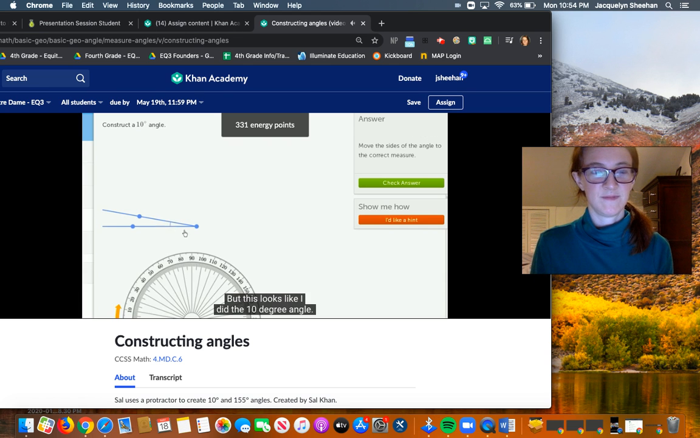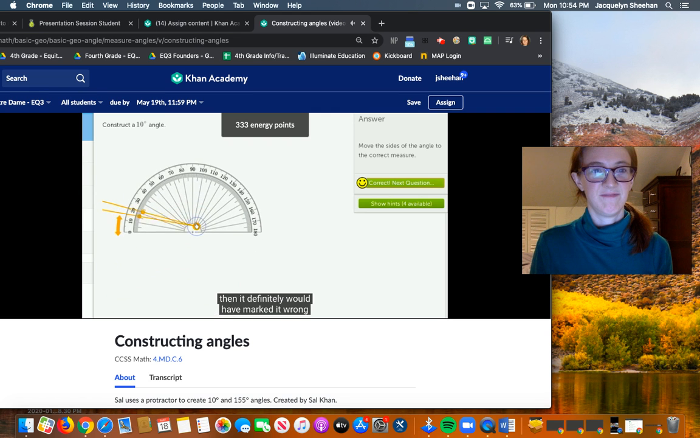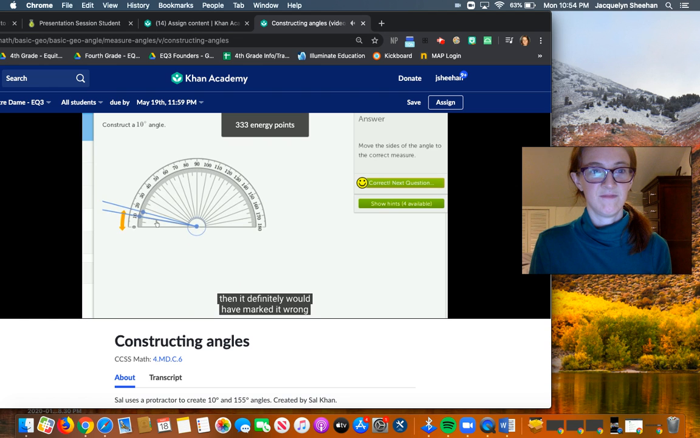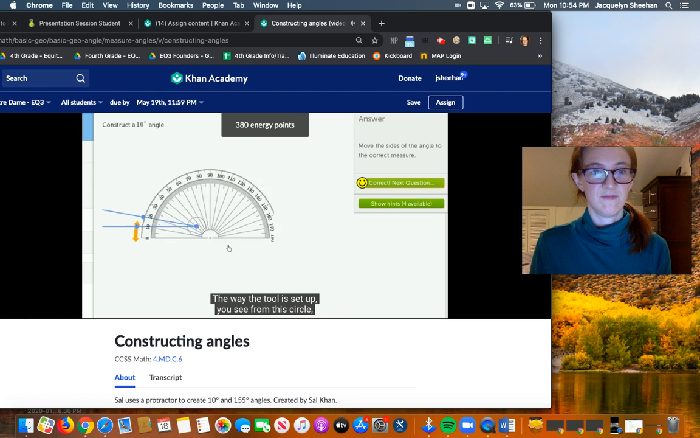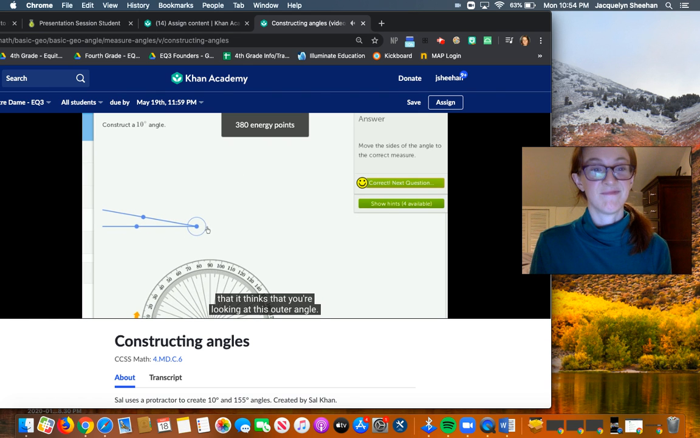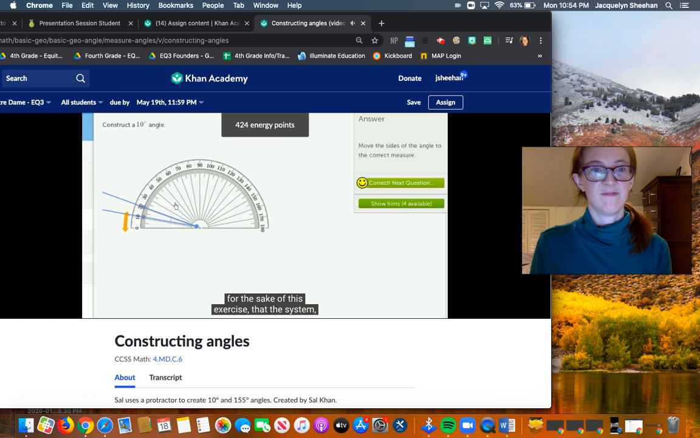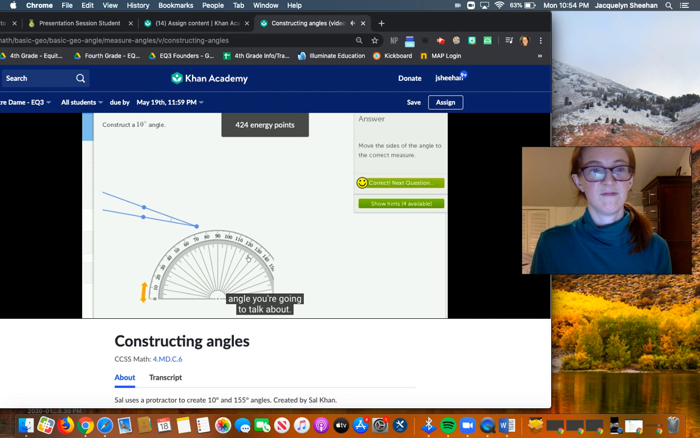But look, this looks like I did the 10-degree angle, so let me check my answer. And just to be clear what I'm talking about, if you did the 10-degree angle like this, then it definitely would have marked it wrong, even though the interior angle right over here might be 10 degrees. The way the tool is set up, you see from this circle that it thinks that you're looking at this outer angle. So it's important to make sure, at least for the sake of this exercise, that the computer program knows which angle you're going to talk about.